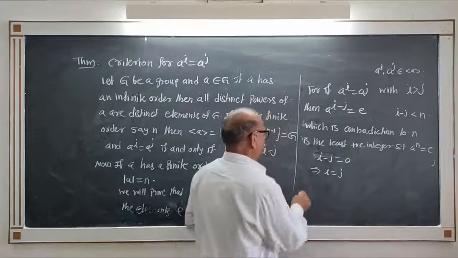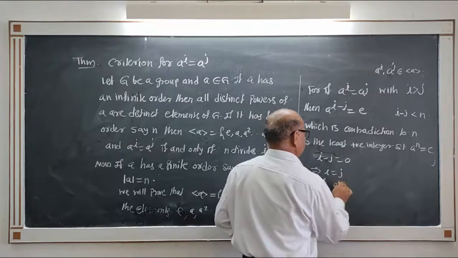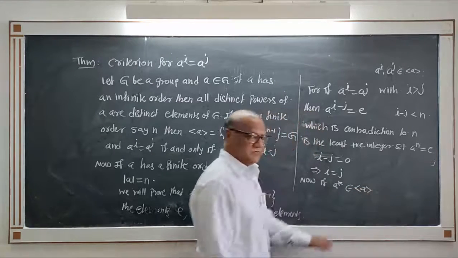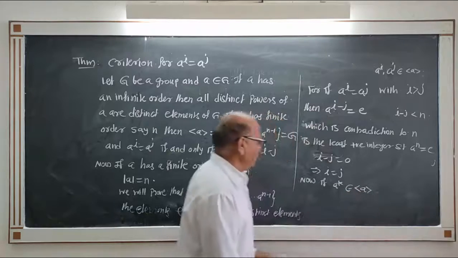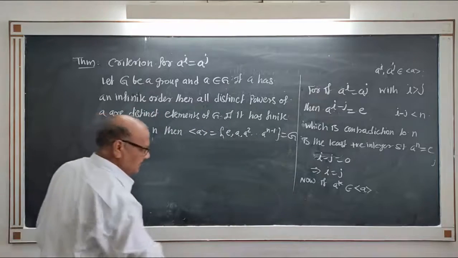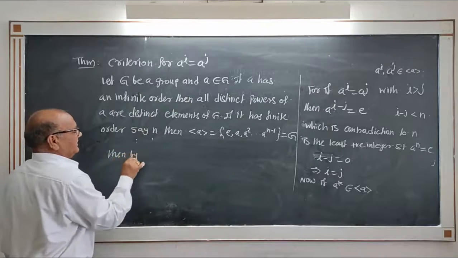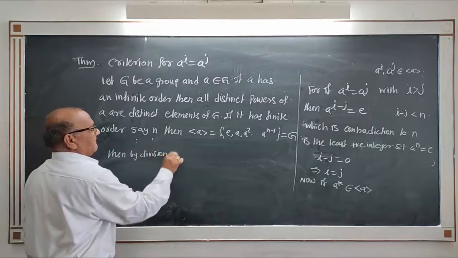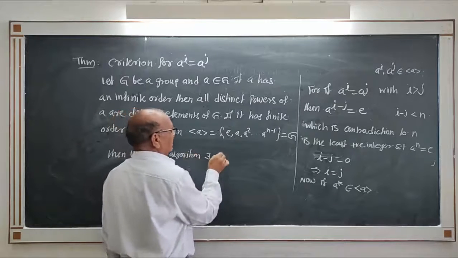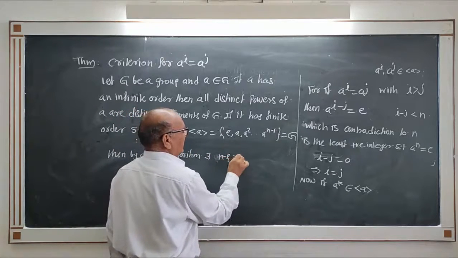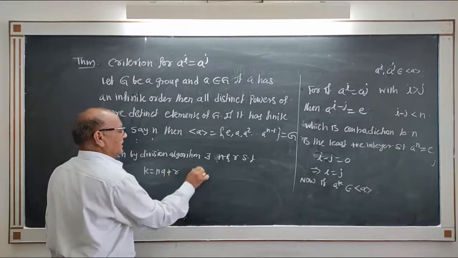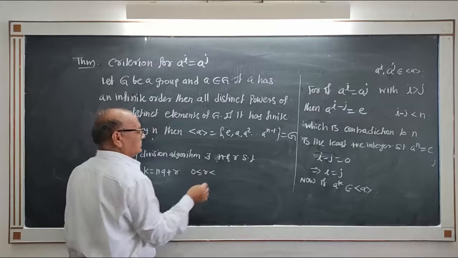Now, if A raised to K belongs to the cyclic group generated by A, then by the division algorithm there exist Q and R such that K is equal to NQ plus R, where R is greater than or equal to 0 and less than n.